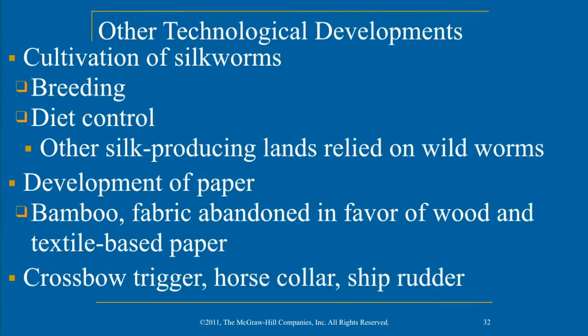During this time there are other technological developments, such as the cultivation of silkworms. Silk comes from worms, and they worked on selective breeding processes where they chose the worms that produced the best silk, the most luxurious silk.